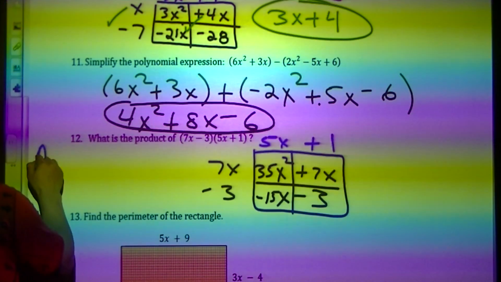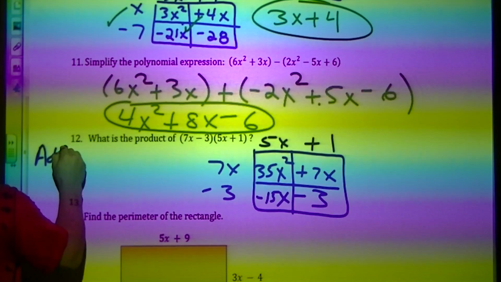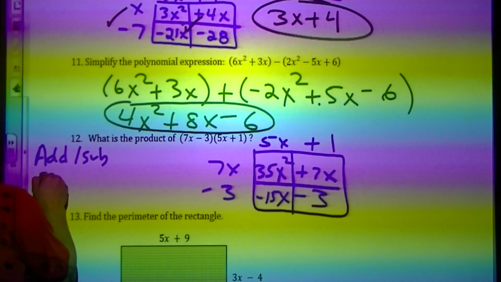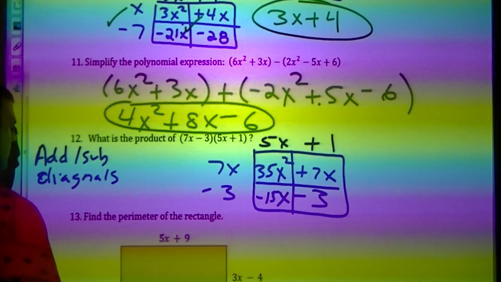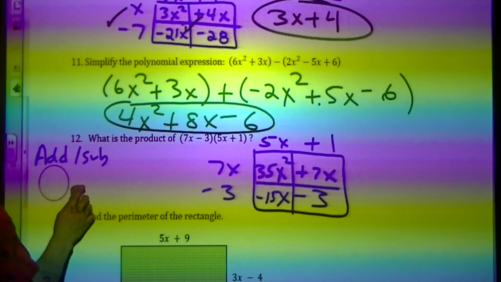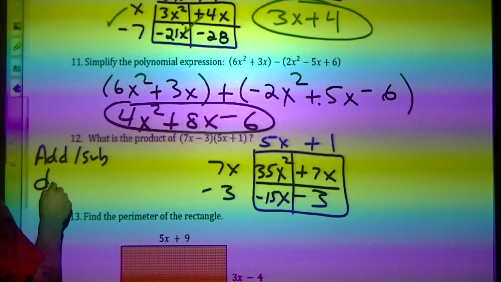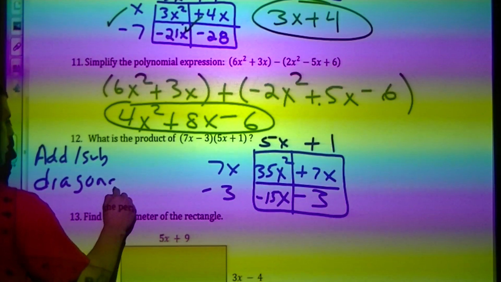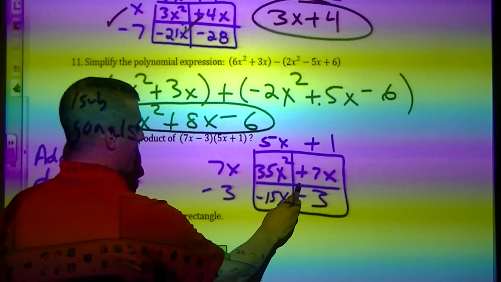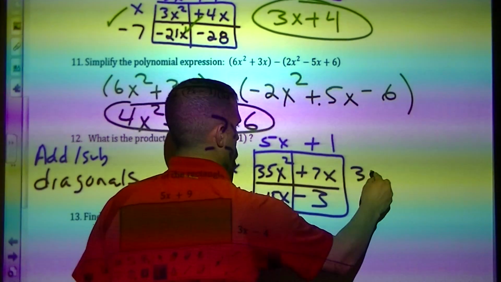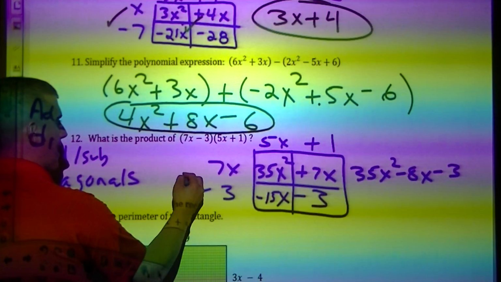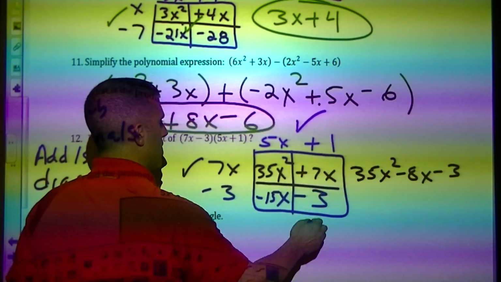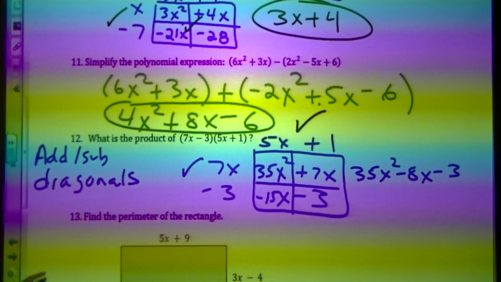Once again, I add or subtract the diagonals. Let me write diagonals and spell that right. Negative 15 plus 7 would be negative 8x, with minus 3 there. So look, I got this to start. I got this to start. So what I need is that interior.